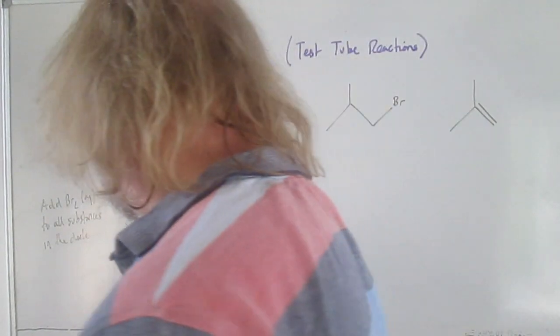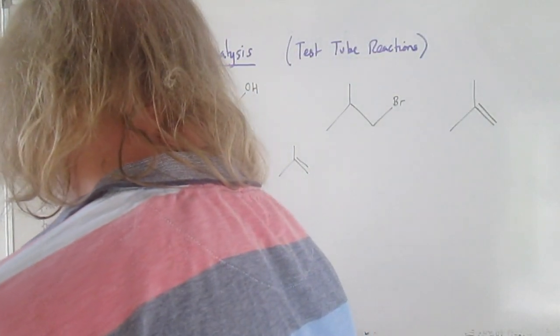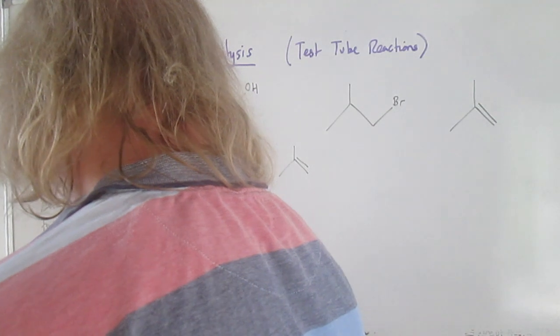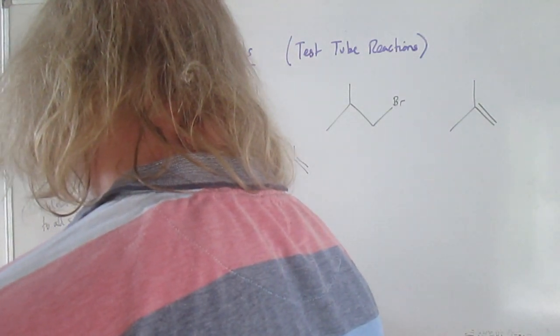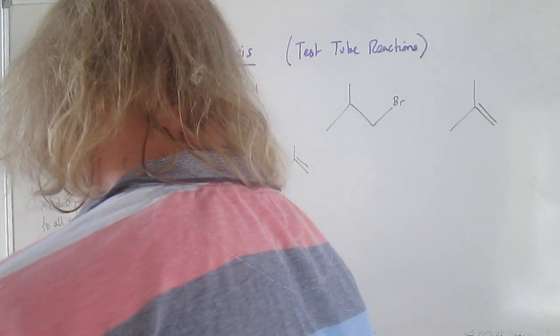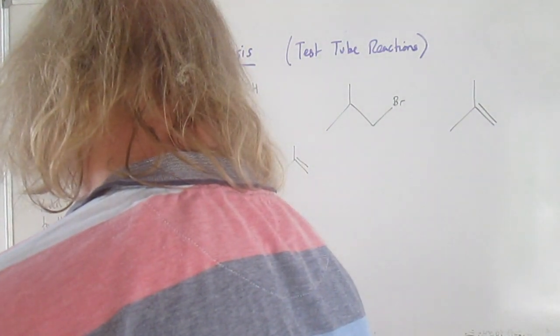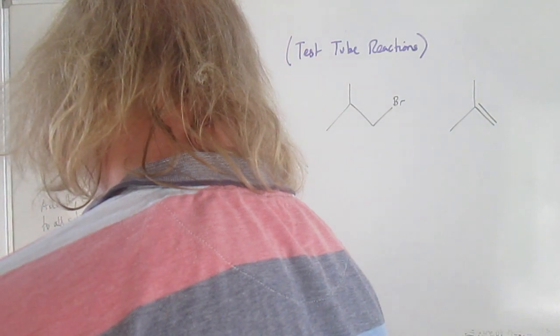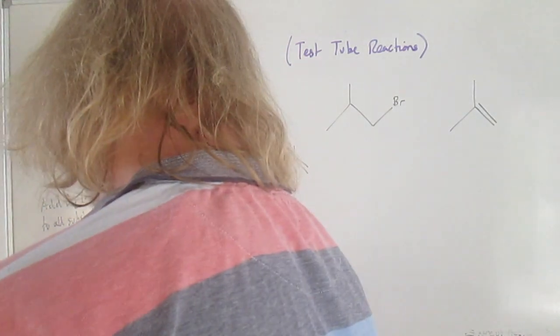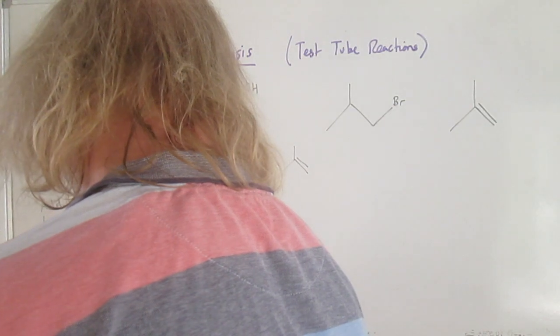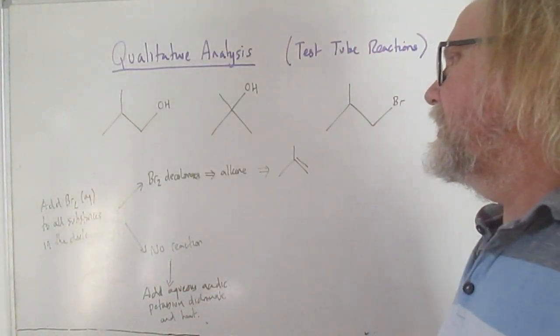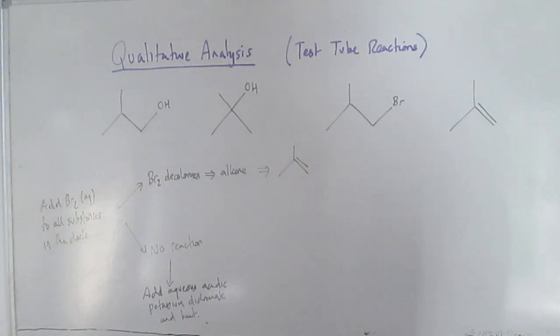Okay, so let's say that then. We'll add aqueous acidic potassium dichromate and heat. If you're not doing it in a flow diagram, you have to make it clear that you're just doing this to the remaining substances, but that follows, without you having to say it explicitly, from the flow diagram structure.